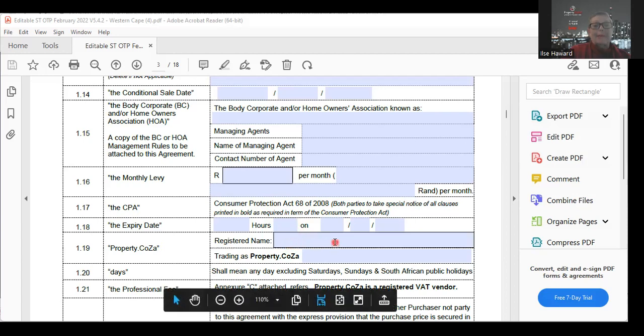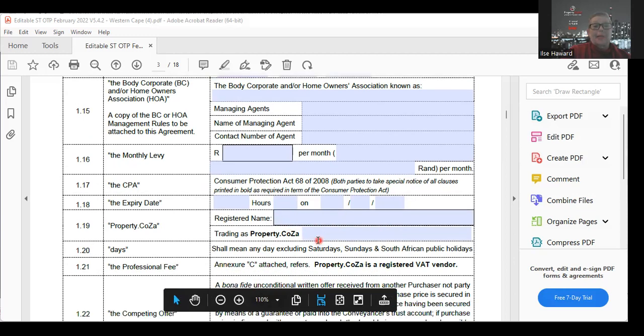Registered name, this is your company name, and then trading as Property.CoZa, Influencer, Paramount, Hoogland, whatever the case may be. But this is your company name with a company registration number that comes in there.